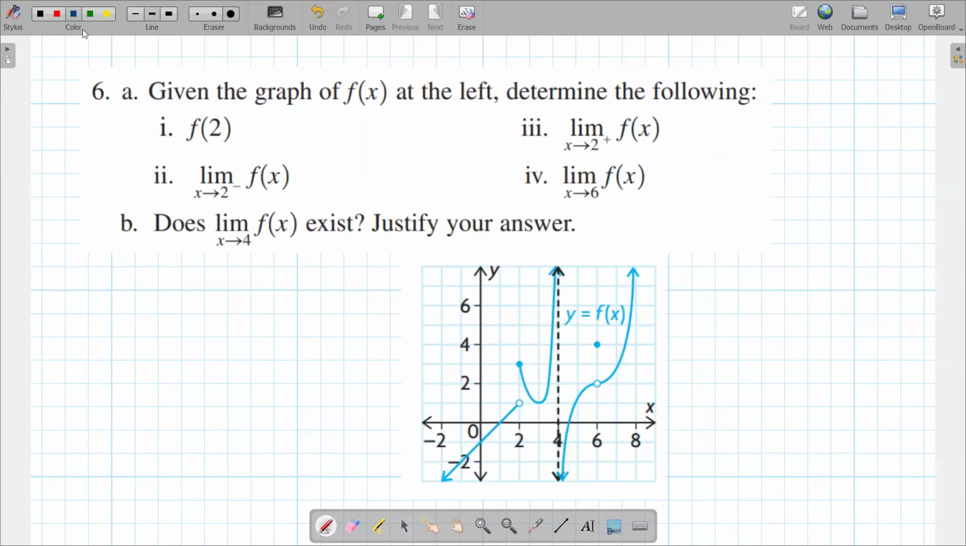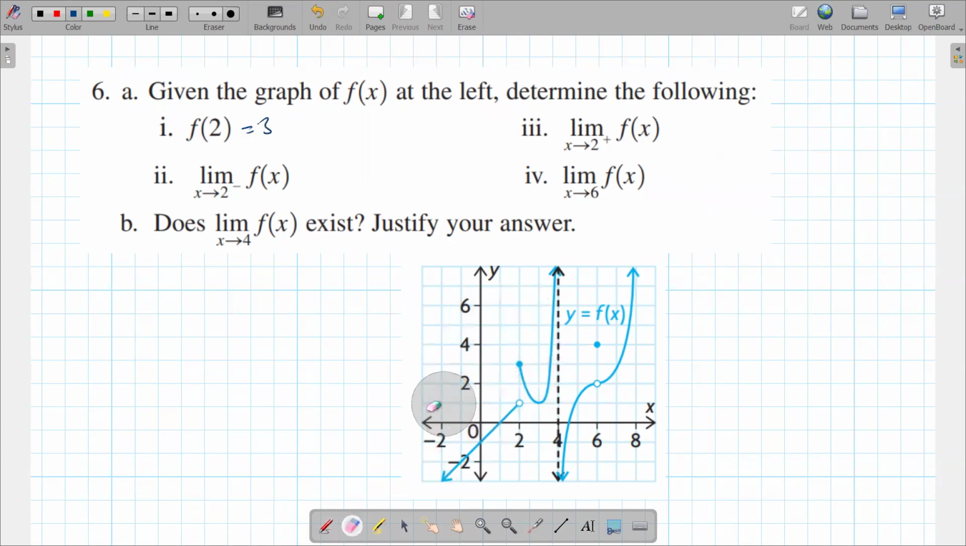The first one's very simple. It's asking you what's f of 2. What's the y value when the x value is 2? And you have two choices. You got to look at whether it's open circle or closed circle. You know what they mean, right? Open circle means exclusive, not included. Closed circle means inclusive. So what's the y value? Is it 1 or is it 3? And the x value is 2. It's 3. That's correct.